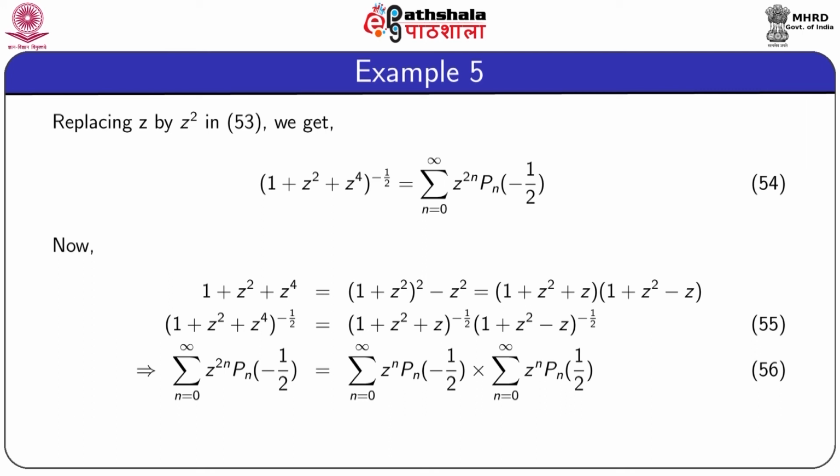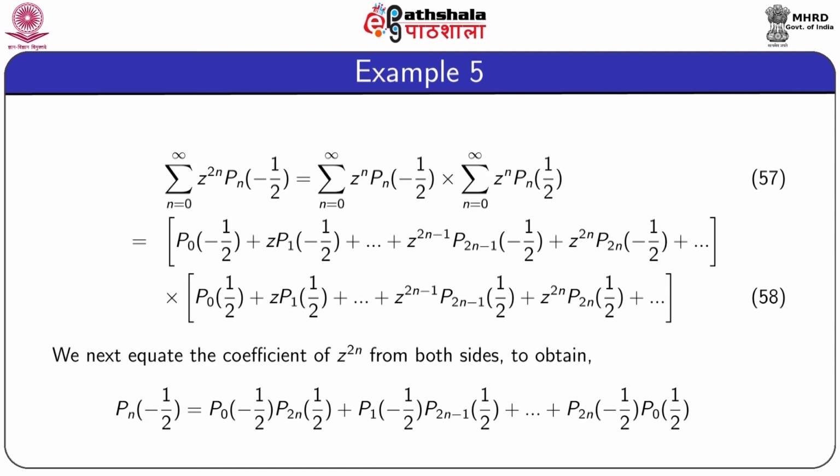Now, we can simplify this 1 + z^2 + z^4, which can be written as (1 + z^2)^2 minus z^2, which is equal to, use the formula a^2 - b^2 = (a + b)(a - b), and you will be getting (1 + z^2 + z)(1 + z^2 - z), and we get equation number 58, which implies that summation n equal to 0 to infinity z^(2n) P_n(-1/2), which is obtained from expression 57, is equal to summation z^n P_n(-1/2) into summation z^n P_n(1/2), which we get from equation 55 and equation 56.